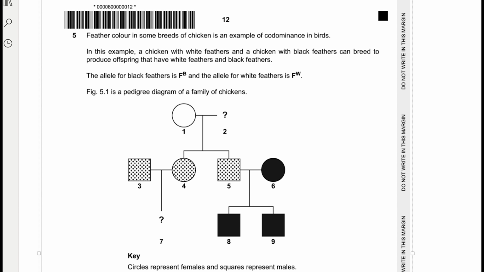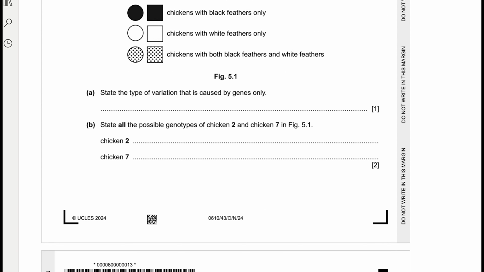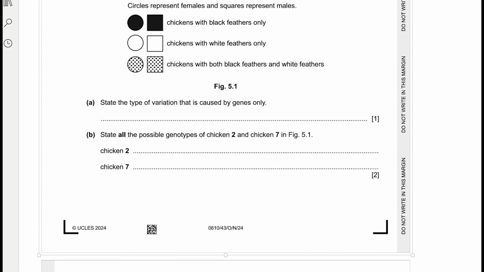You can see that we have this female over here, which is white, and we don't have the allele for the male. Then we can see the offspring, which are 4 and 5. They are all black and white. Then we have the key here. The black ones represent black feathers, the white ones represent white feathers, and the ones with black dots represent chicken with both black feathers and white feathers. Then the first question says, state the type of variation that is caused by genes only.